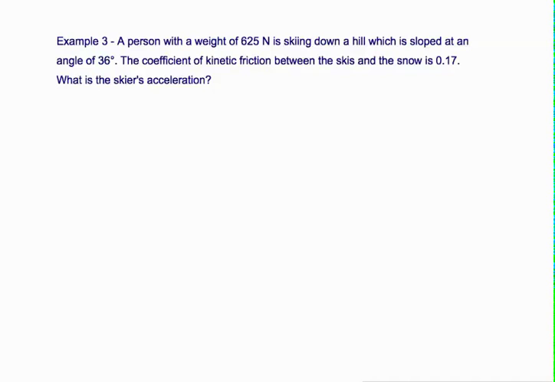We have a person with a weight of 625 newtons skiing down a hill that's sloped at 36 degrees. And they're giving us the coefficient of kinetic friction, and they're asking for the acceleration. So right there, that means the system is not at equilibrium because the skier is accelerating. So let's look at our free body diagram.